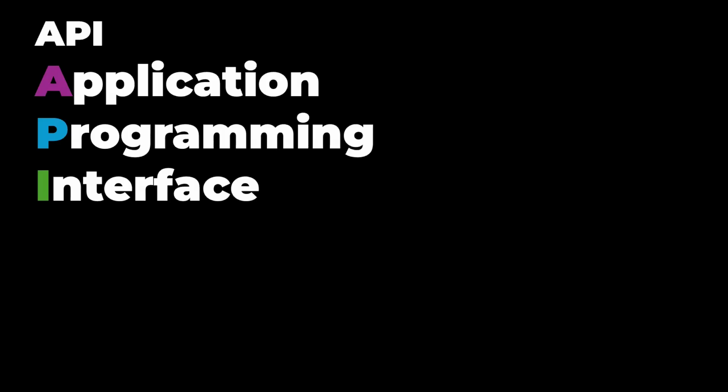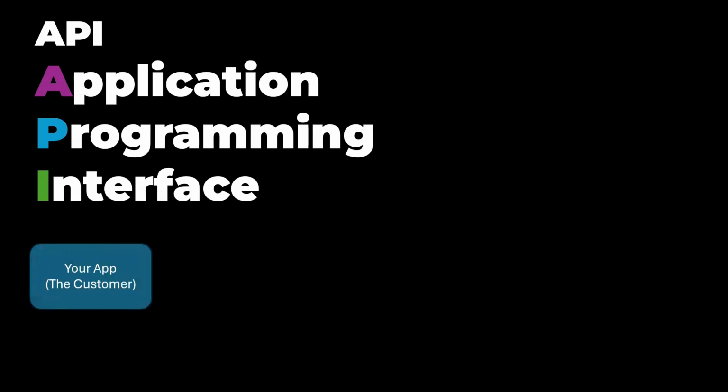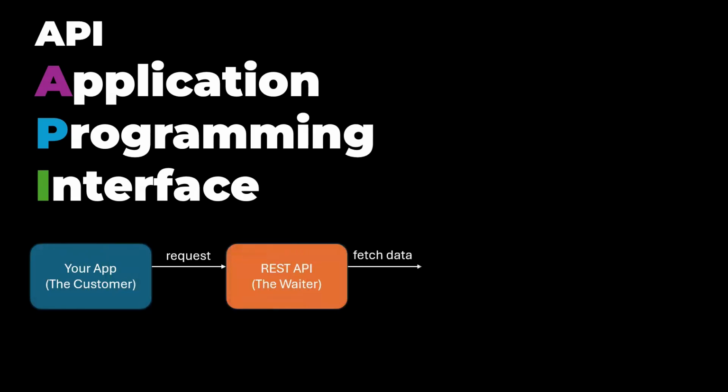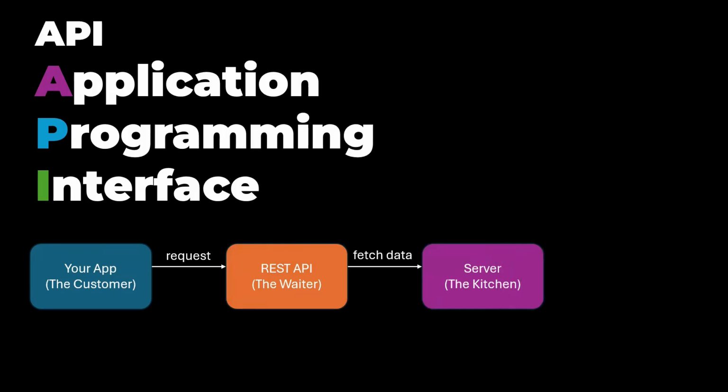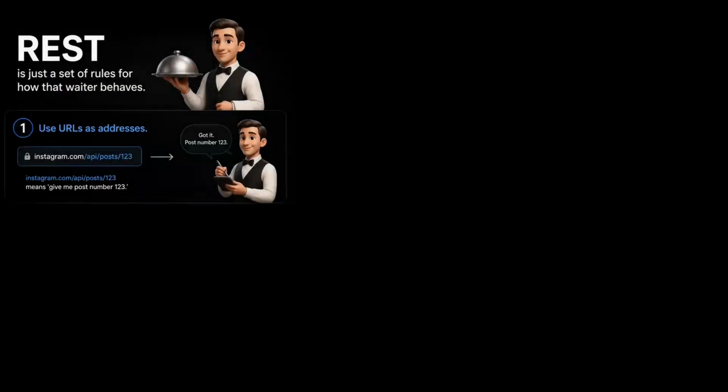to you. In the world of software, your app is the customer, the server is the kitchen, and the API is the waiter. The API acts as a messenger, carrying requests from the client to the server and bringing back the responses. Now, what exactly makes an API a REST API?